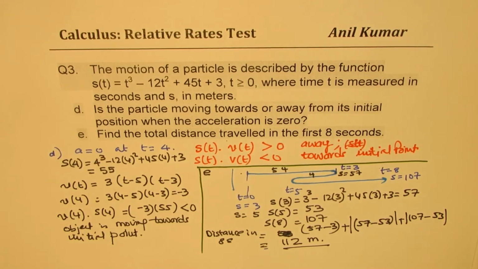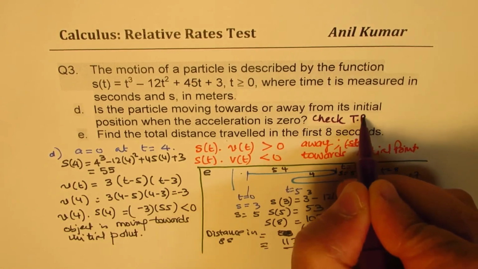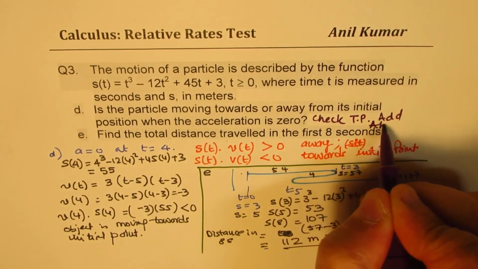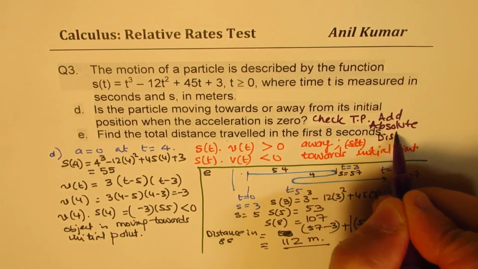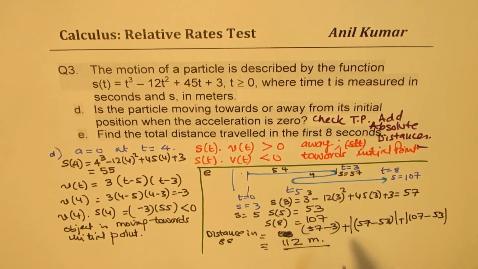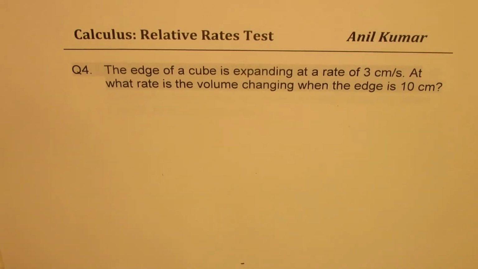So whenever you're trying to find the distance, remember, you need to check turning points and add absolute distances. As we did here. Do you see that? So that is how you actually solve this question. I hope it helps. So question number 4.